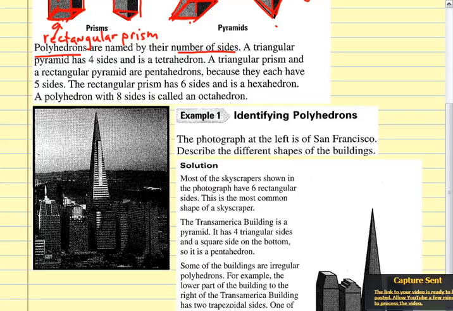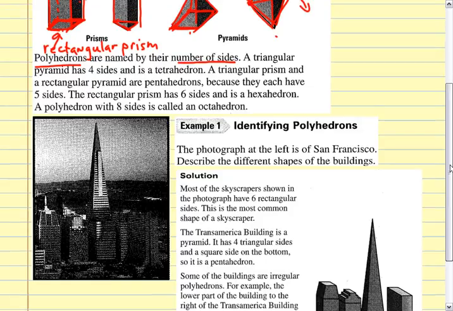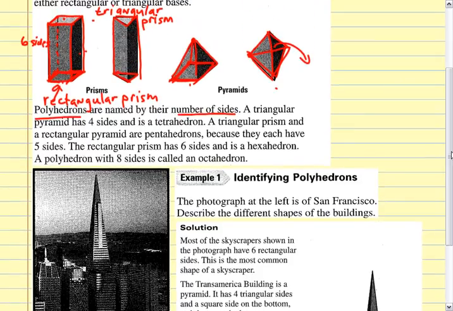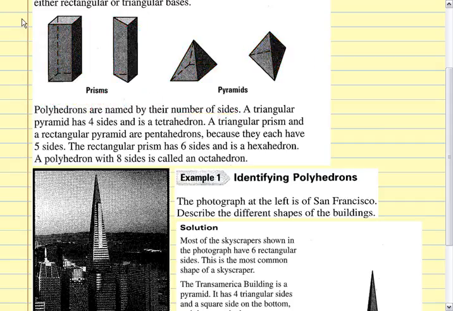Okay, Hannah, I promised I was going to pick up right here again, right where I left off. Now, these polyhedrons have names that are based on the number of sides that they have. Okay? Let me get rid of all these lines so we can see. I told you earlier they sort of have two names. This one's called a rectangular prism.